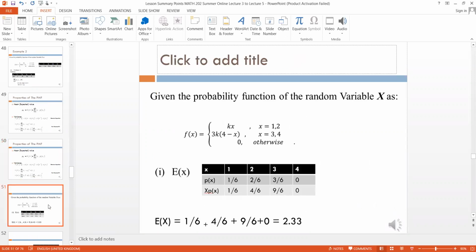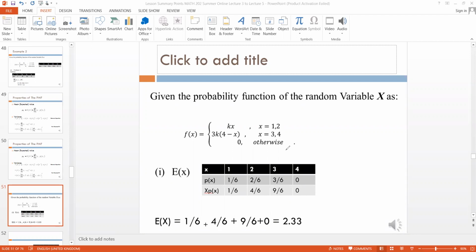So we have an example here on the expectation. We'll look at that, and after that, we'll wrap up. I think we have just like 4 minutes to go.